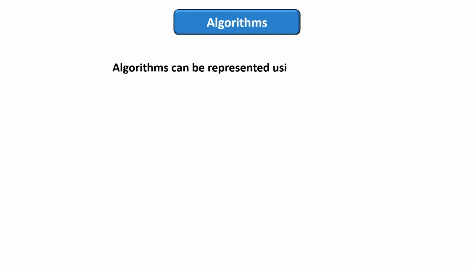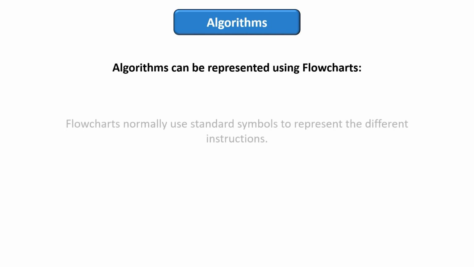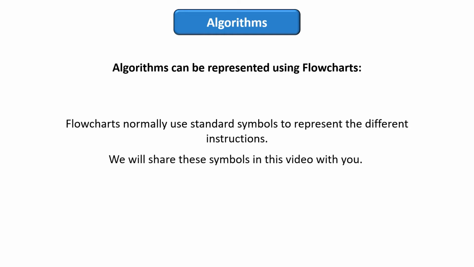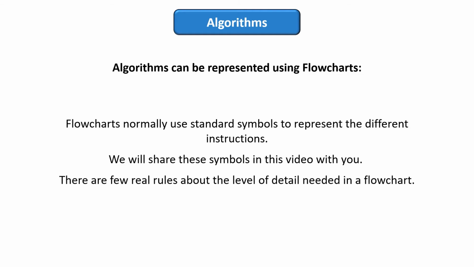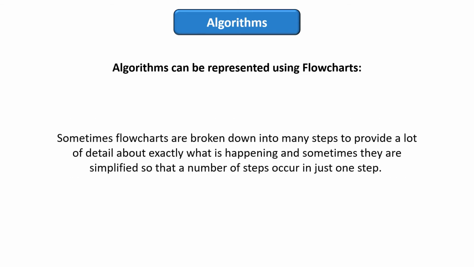Algorithms can be represented using flowcharts. Flowcharts normally use standard symbols to represent the different instructions. We will share these symbols in this video with you. There are few real rules about the level of detail needed in a flowchart. Sometimes, flowcharts are broken down into many steps to provide a lot of detail about exactly what is happening. And sometimes, they are simplified so that a number of steps occur in just one step.